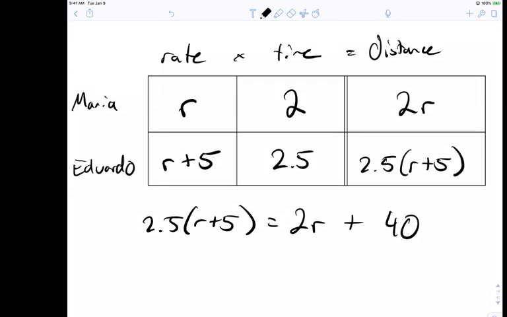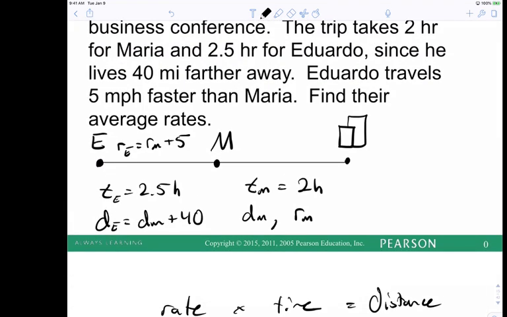Say that again. Because the text says that Eduardo lives 40 miles further away, so he travels 40 miles more than Maria. Okay, yeah. You see it? Because Eduardo's distance is Maria's distance plus 40.